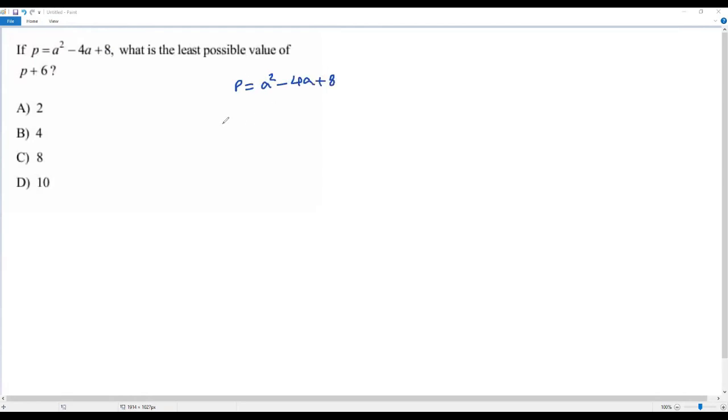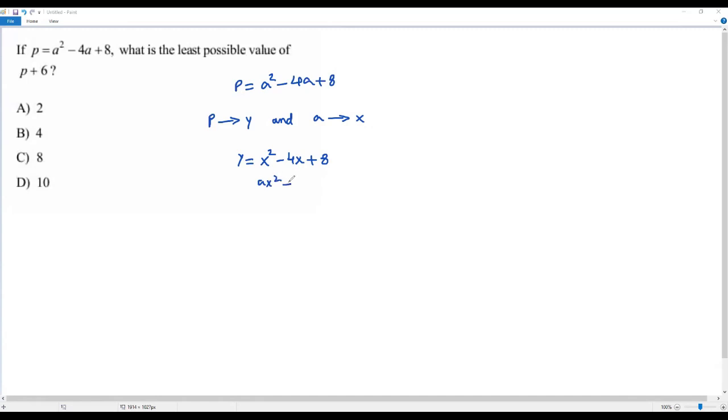For my convenience, let me change the variables. For p, I consider the variable y, and for a, I consider the variable x. Now I'm going to plug in this y for p and this x for a, and then we'll be getting the function y equals x² − 4x + 8. Actually, it is a quadratic function in standard form.